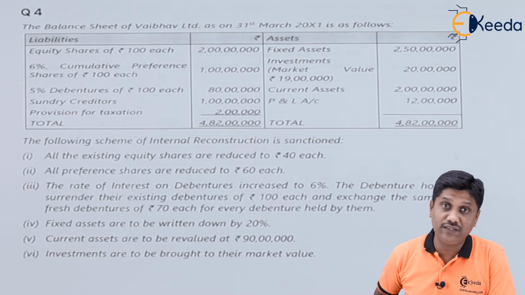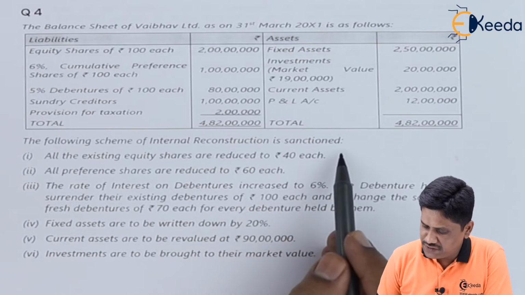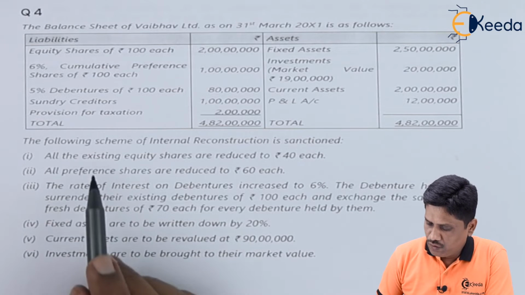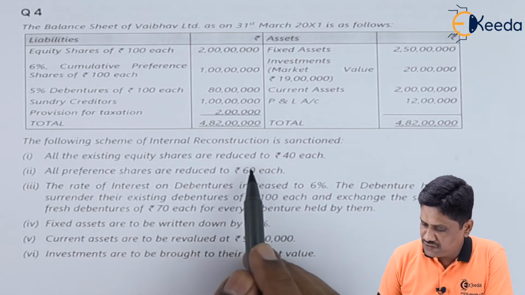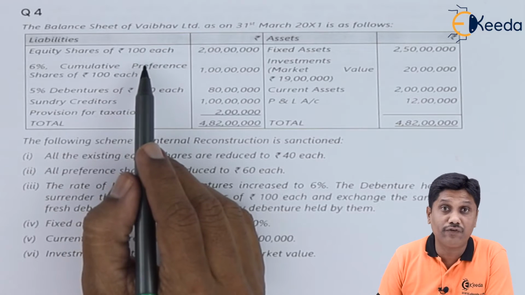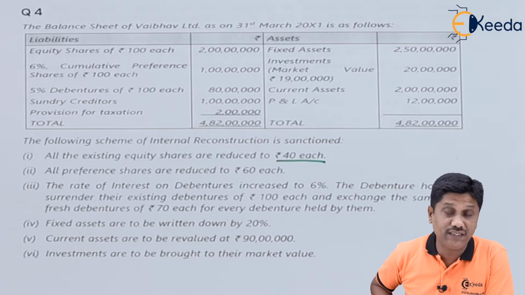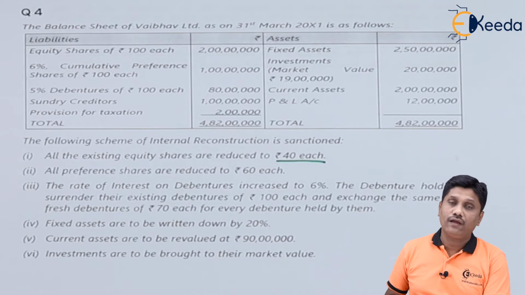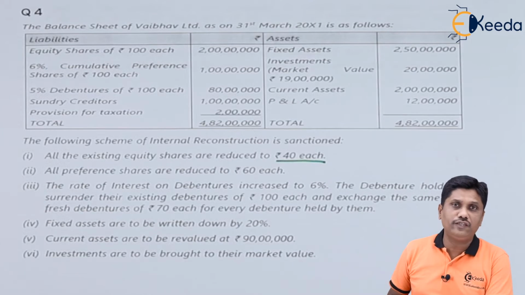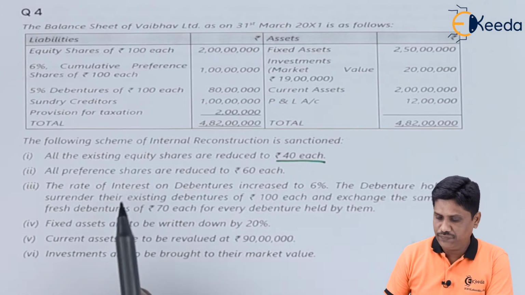Friends, let's see the next information which is available. The following scheme of internal reconstruction is sanctioned. All the existing equity shares are reduced to rupees 40 each. Your existing equity shares are of rupees 100 each. They are reduced to rupees 40. Means can't I say they are reduced by rupees 60? Unless otherwise given, it is always that face value and paid up value both are reduced. So we'll pass the gross entry here.